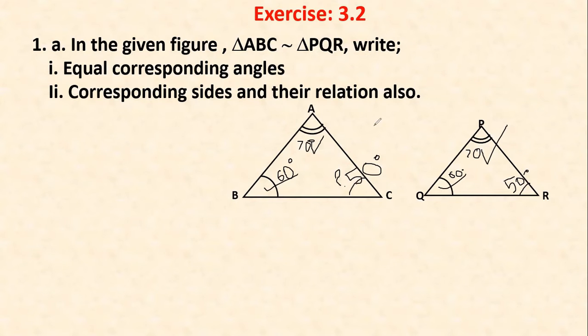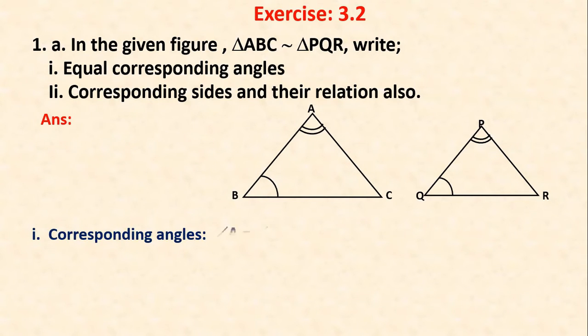Clear? Corresponding angles are: angle A equals angle P, angle B equals angle Q, and angle C equals angle R. Clear, everybody? I am asking all of you, are you listening? Okay?